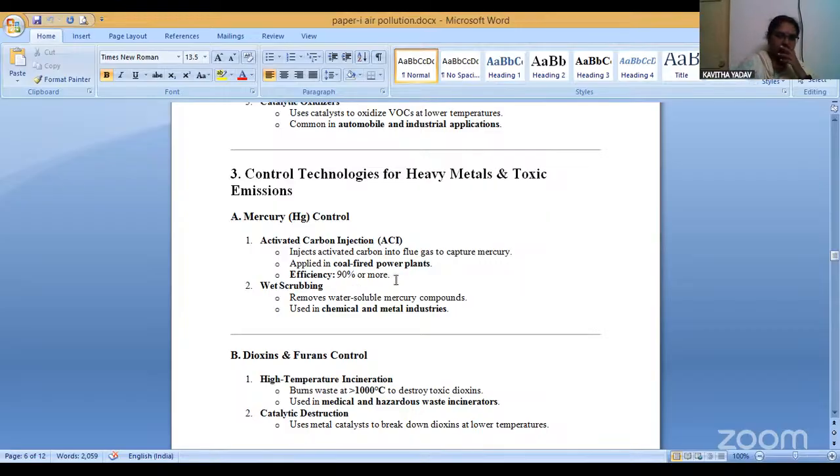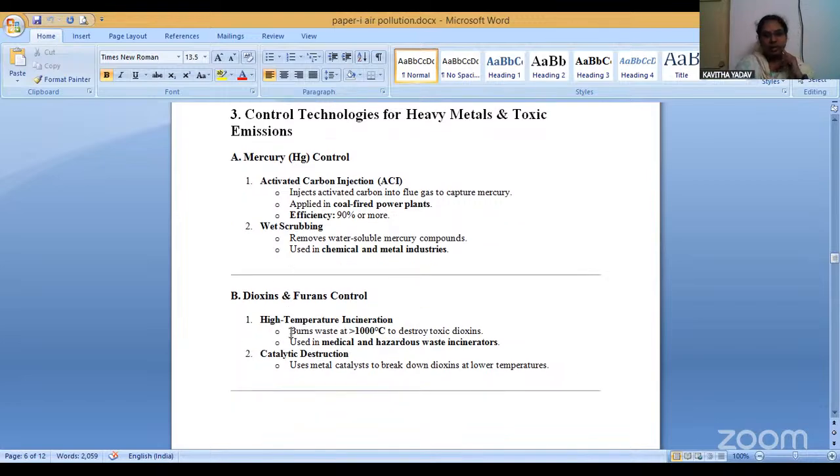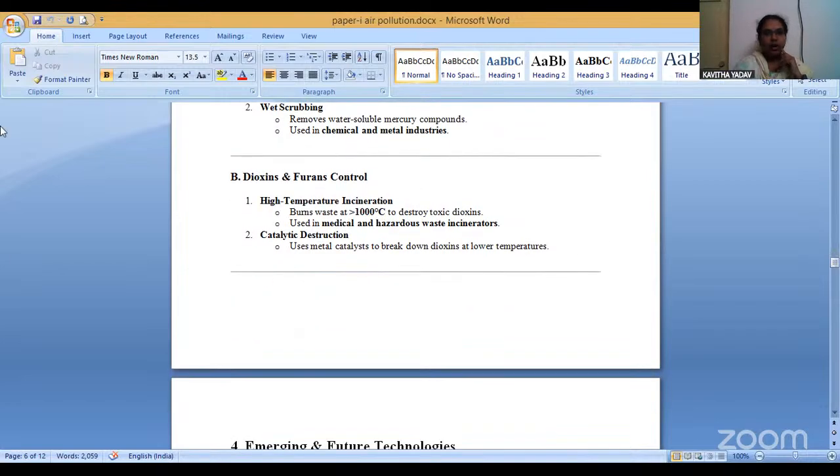Next one is wet scrubbers, which remove water-soluble mercury compounds, used in chemical and metal industries. Next one is dioxins and furans control, using high temperature incineration. The high temperature incinerators burn waste at greater than 1000 degrees centigrade to destroy the toxic dioxins. This method is very useful in medical and hazardous waste incinerators.